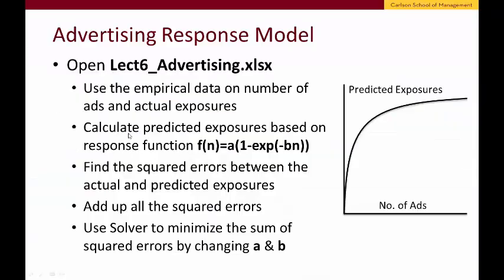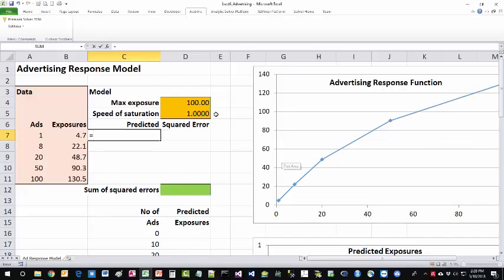advertising response function f of n in this format, with A being 100 times exp of negative B saturation times number of ads. Okay, and I'm going to close that, and I do need 1 minus in front of it and then the end of it. Okay, the cells that need to be fixed are obviously the D4 and D5. Okay, and that should give me a number, right?